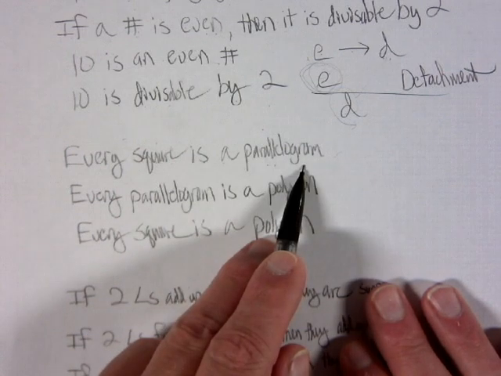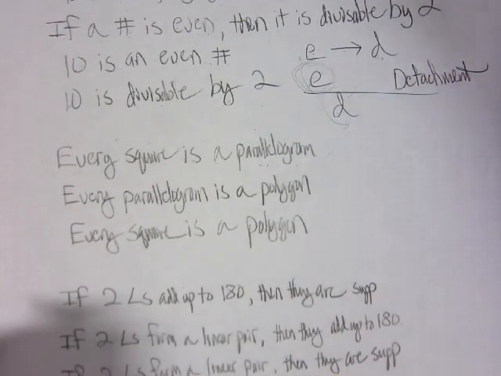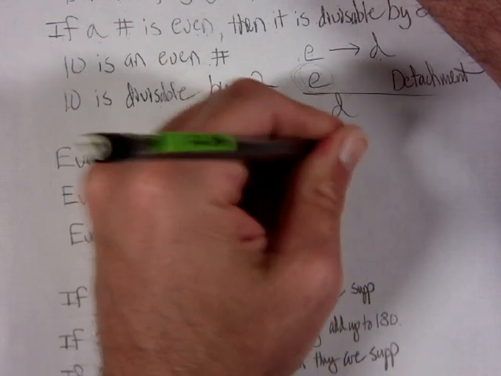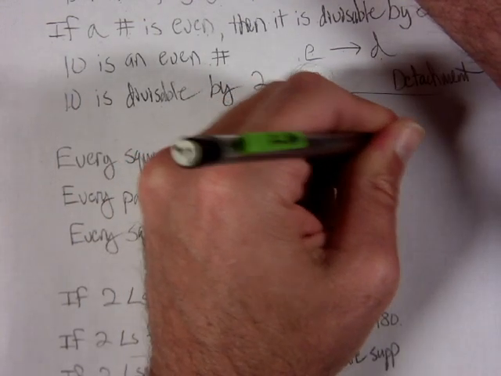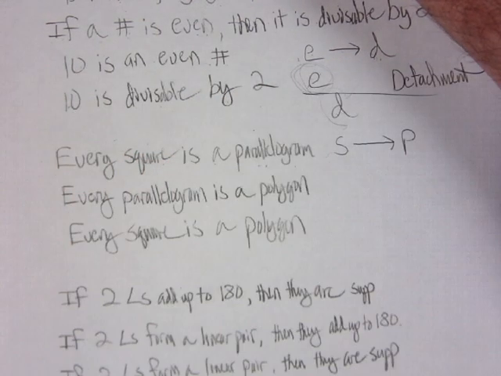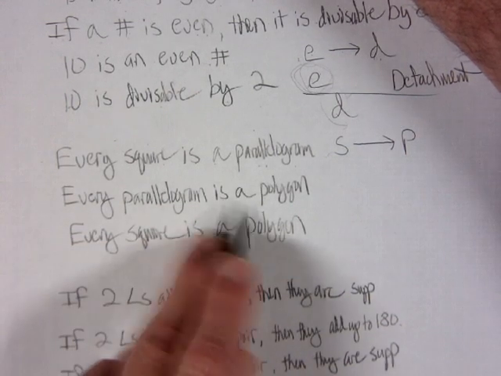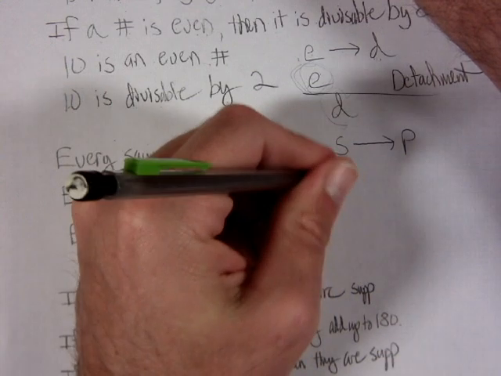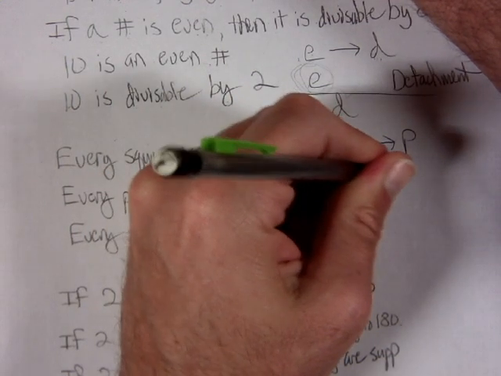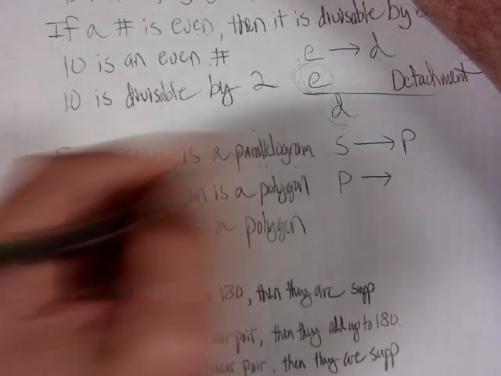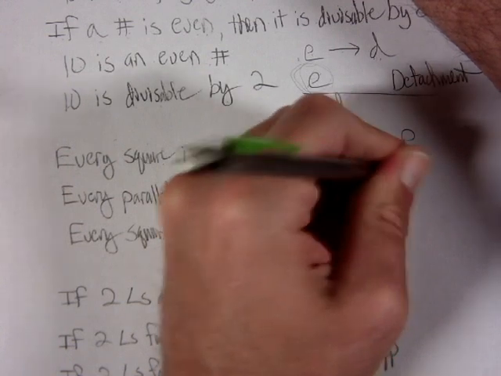So let's go ahead and write out the pattern. If it is a square, then it is a parallelogram. The next statement, this is an if-then statement: every parallelogram is a polygon. So if it's a parallelogram, then it's a polygon. I need another letter. We'll go with PO.